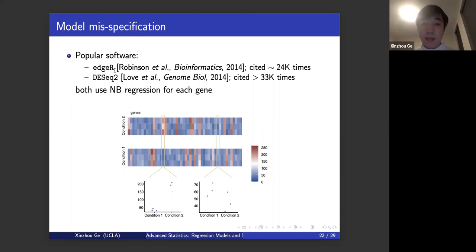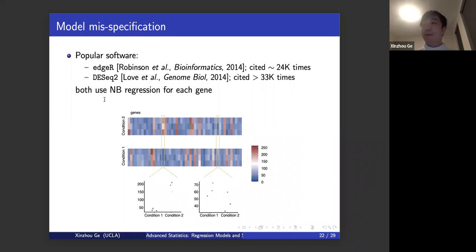Both methods use negative binomial regression in their model, but they have some changes in the model part because they want to have a better estimate of the dispersion parameter. The dispersion parameter is a very important part, because if we do not have an accurate estimate of the dispersion parameter, we may have the problem of model misspecification. So they improve that part to make their results more reliable.